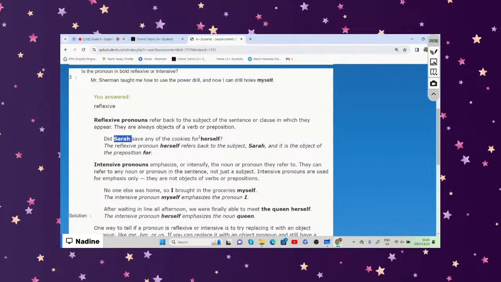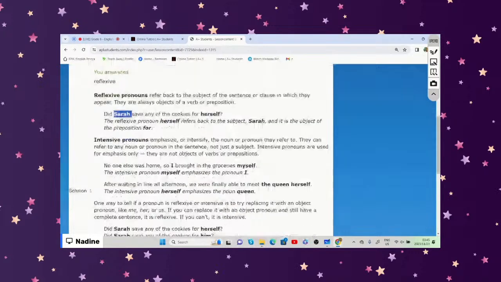So she refers to herself. The reflexive pronoun herself refers back to the subject, which is Sarah, which can also be she, right? And it is the object of the preposition for, because it's referring to herself. It's for herself, not for someone else. So that is a reflexive pronoun.